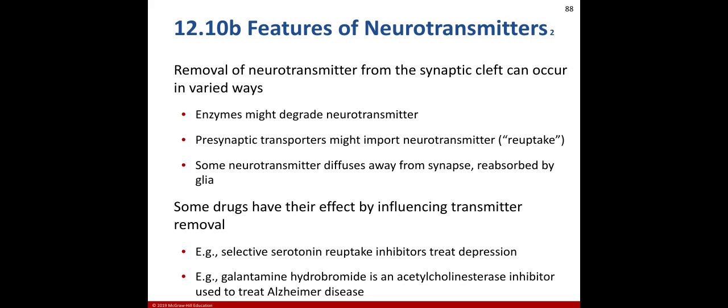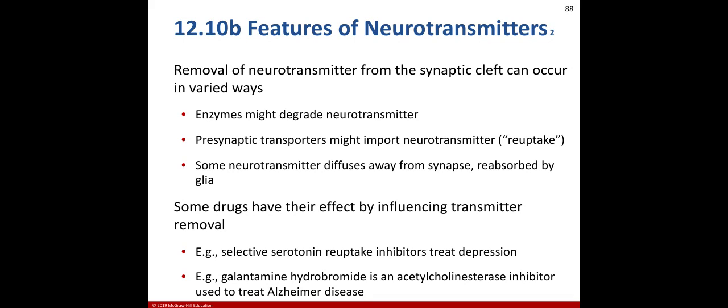Some neurotransmitters diffuse away and the glia absorb them. So what I just said, some drugs have an effect on that. Selective serotonin reuptake inhibitors treat depression. One thing with depression and anxiety is that your receptors for serotonin aren't working as efficiently. So serotonin that should be causing your neurons to have that next firing, being locked in by their receptors, is not. And so that serotonin would then be reuptaken into the presynaptic vesicles, and you don't want that. So you block that with an SSRI.